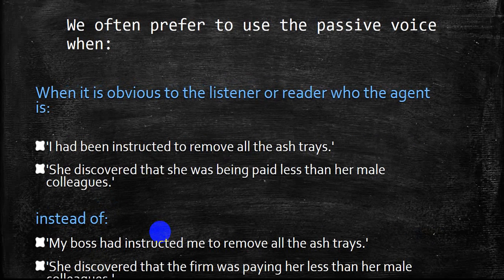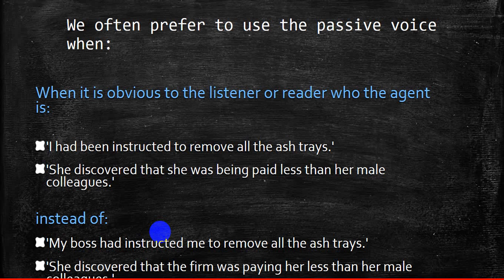We often prefer to use it when it's obvious to the listener who the agent is. I had been instructed to remove all the ashtrays, instead of, my boss had instructed me to remove all the ashtrays. It's unnecessary. It must have been the boss. She discovered that she was being paid less than her male colleagues. She discovered that the firm was paying her less than her male colleagues. And the second example is actually quite a good one, because by not directly naming the firm, it avoids being an overt criticism. So the passive voice is very useful in that example.